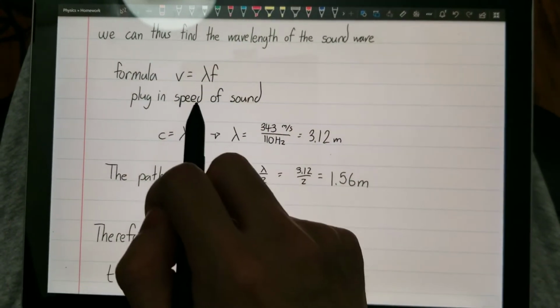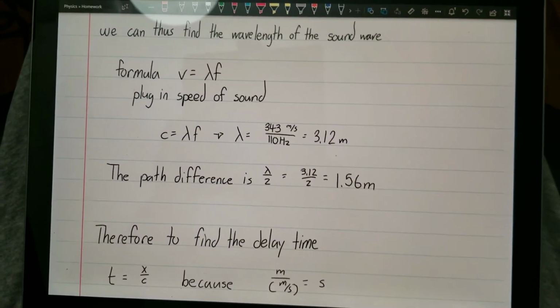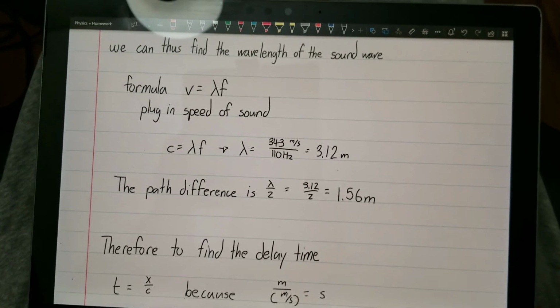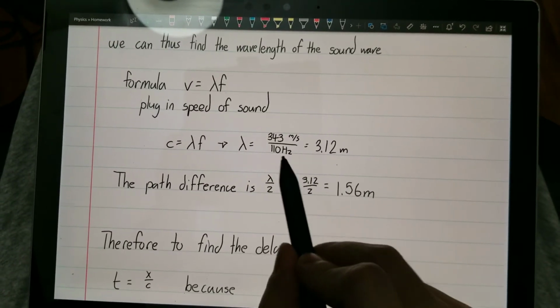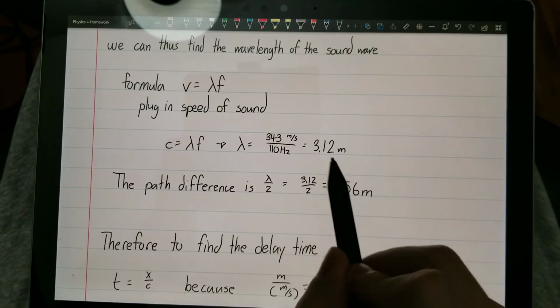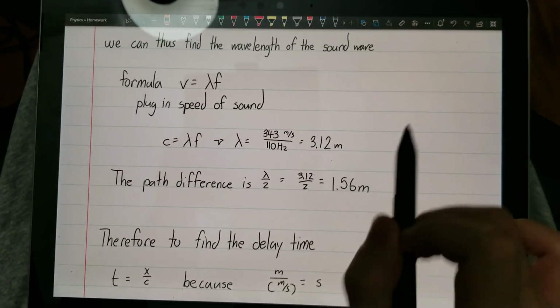So we plug in the speed of sound that we know from whatever source you like. So I chose a textbook, but you can find it from Google too. 343 meters per second divided by the frequency that we know is equal to 3.12 meters.